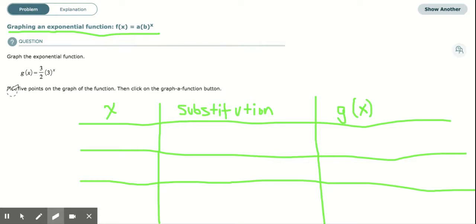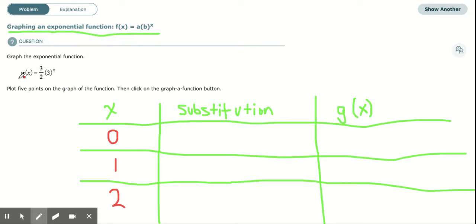So we're going to plot 5 points on the graph of the function, and then click the graph of function button. Now, in order to do this, you have to make a table. I'm going to plug in 3 values for x, and some values for x that I want to go over are what happens when the exponent is 0, and when it's 1, and then when it's just any other positive number, okay? So I'm going to graph these 3, and then you can go from there, okay?